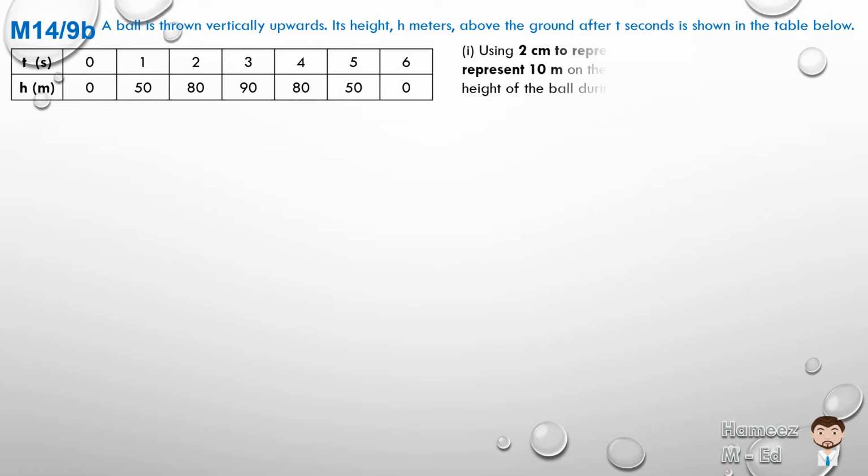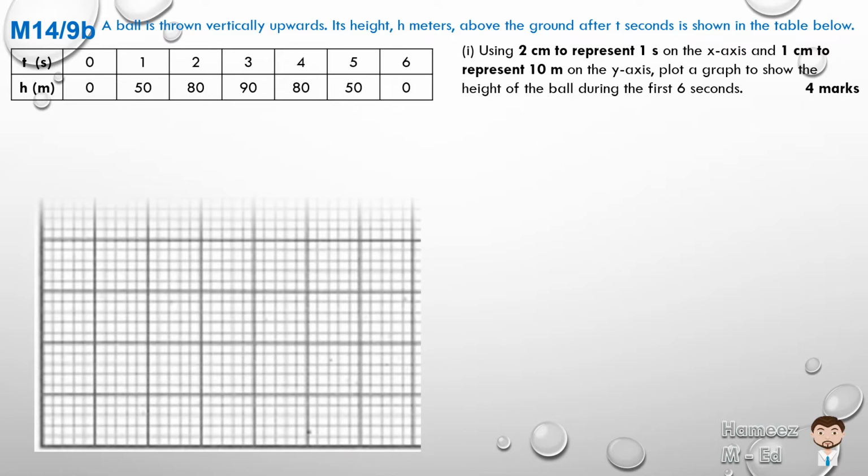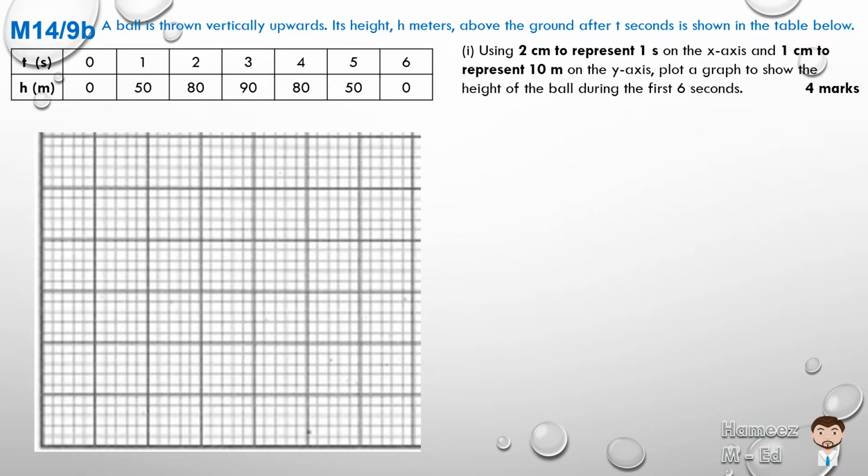Part 1. Using 2 centimeters to represent 1 second on the x-axis and 1 centimeter to represent 10 meters on the y-axis, plot a graph to show the height of the ball during the first 6 seconds. So let's bring up the graph. If we look at the major lines on the x-axis, each one of those major or darker lines is 2 centimeters. So following the scale, 2 centimeters represents 1 second. Then we have 0, 1, 2, 3, 4, 5, 6 seconds. And on the y-axis, 1 centimeter represents 10 meters. So our major scale there is 2 centimeters, which would represent 20 meters. So we have 20, 40, 60, and so forth.